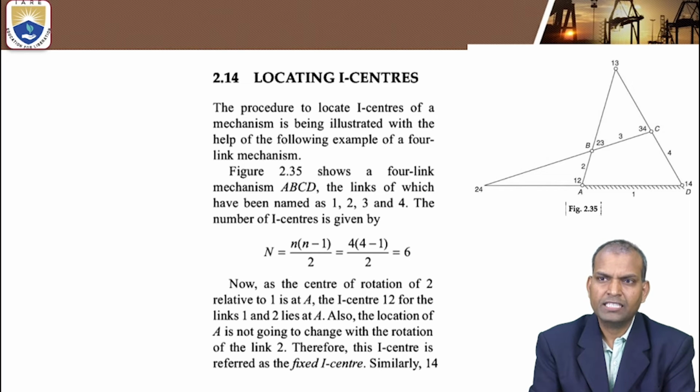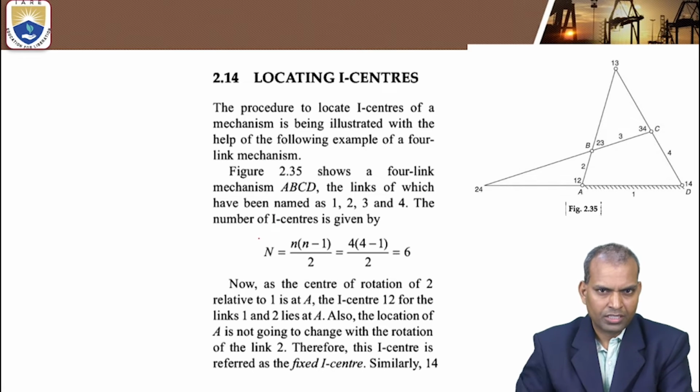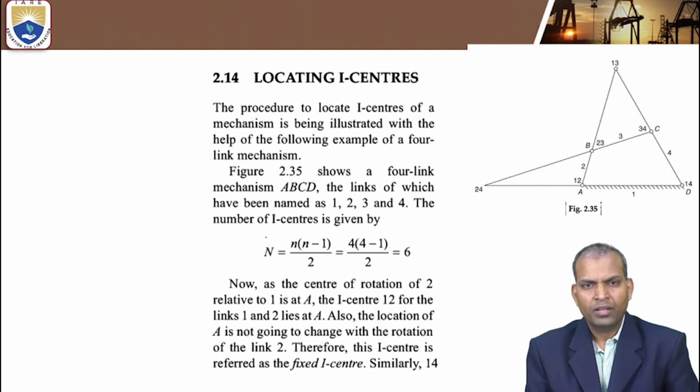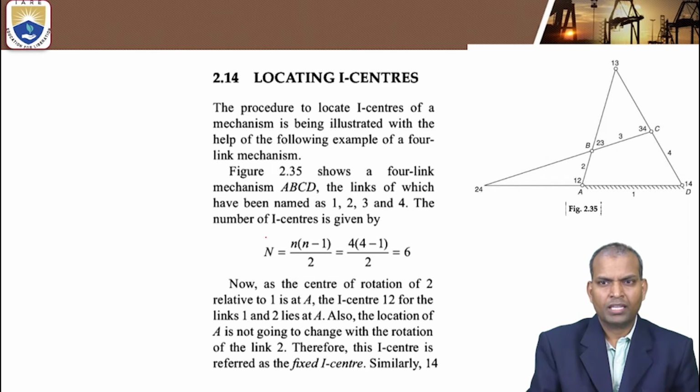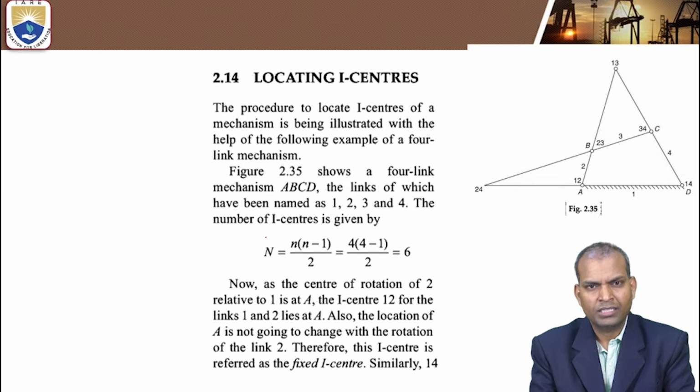Now, how to locate the instantaneous centers? There are various methods to locate the instantaneous centers. Before going to locating them, there are various types of instantaneous centers. What are the various types? Number one, fixed instantaneous center. Number two, permanent instantaneous center. And the third one is neither permanent nor fixed instantaneous centers.